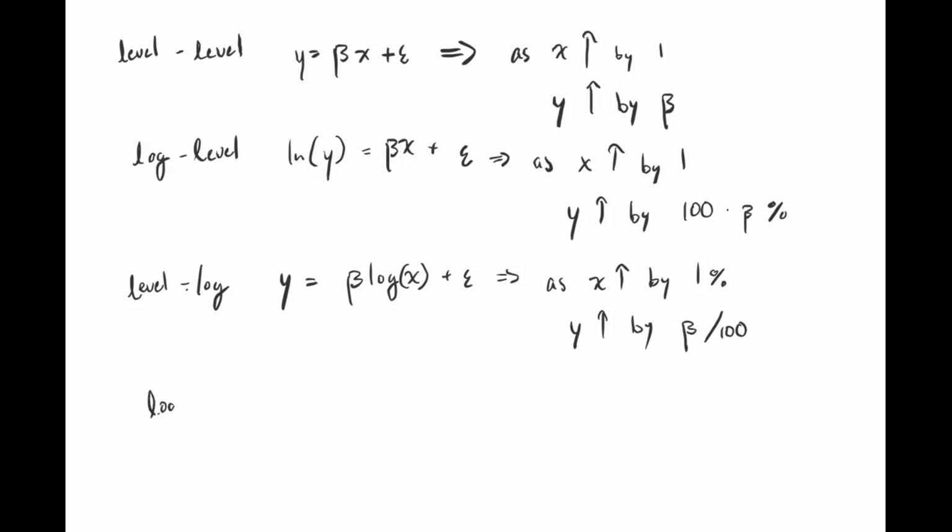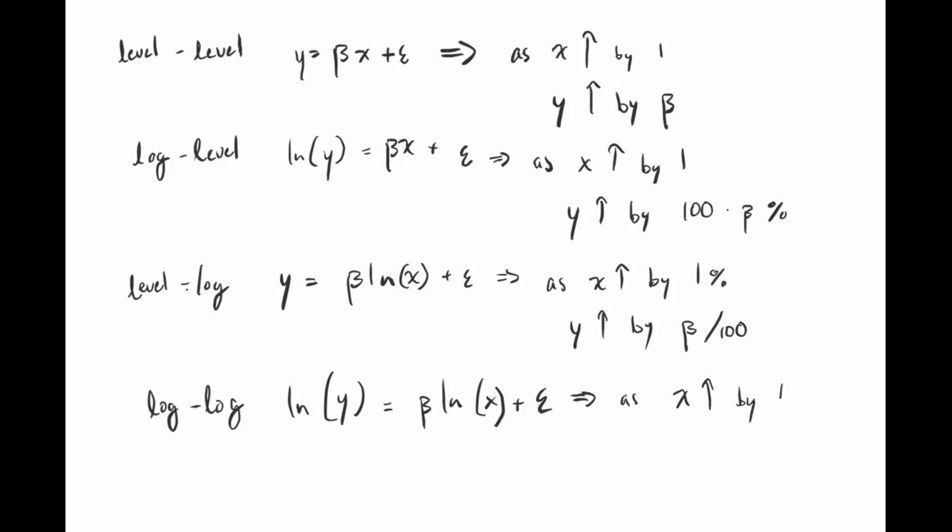And lastly, for log-log, I should be consistent here instead of writing log: ln of y is equal to beta ln of x plus epsilon. And this is as x increases by 1%, y will increase by beta %.